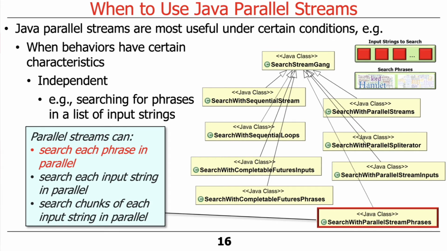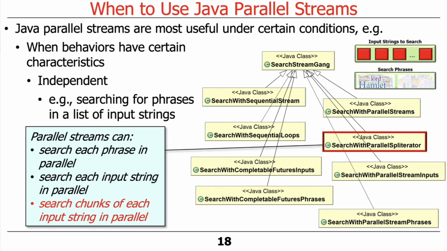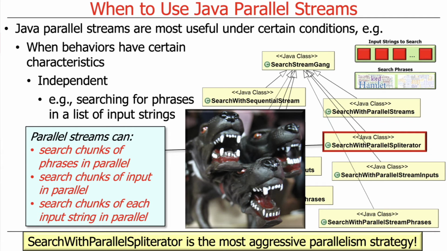The most aggressive version, which we actually haven't talked about yet, but we will come back to if there's time, will search each phrase in parallel and search each input string in parallel and search chunks of each input string in parallel. So you can really just go completely off the deep end and do parallelism in all kinds of dimensions. And if you do all 3 of them, then you typically get the best performance. Now that takes a little bit of extra work, but the good news is you can really squeeze out maximal performance in that case.